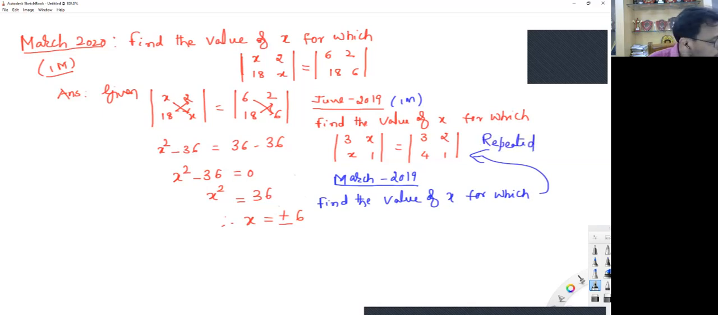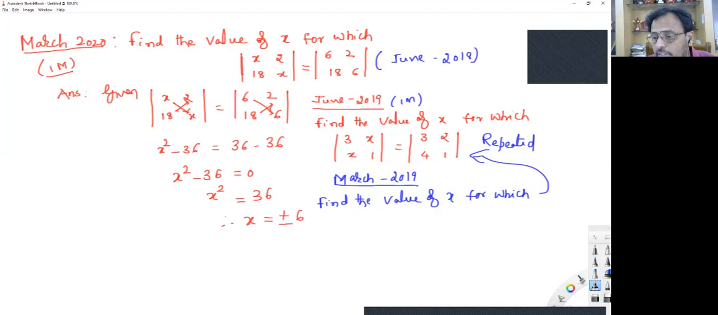Now we'll go for 6 2 18 6. This is also repeated, here repeated in June 2018. June means supplementary exam. So this question in June is the same: x2 18x, 6 2 18 6. Now we'll go for March 2018.